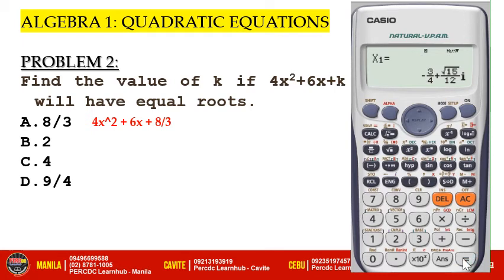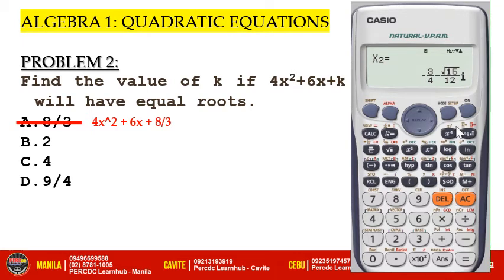So yung roots ng quadratic equation na na-form using the value na nasa letter A ay ito po, negative 3/4 plus square root of 15 over 12i at saka negative 3/4 minus square root of 15 over 12i. So therefore, hindi po siya equal roots, pero complex conjugate po yung roots na lumabas. So therefore, hindi po sagot si letter A. Eliminate na po natin si letter A.